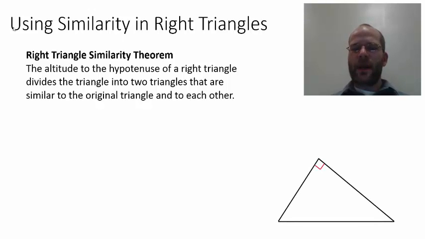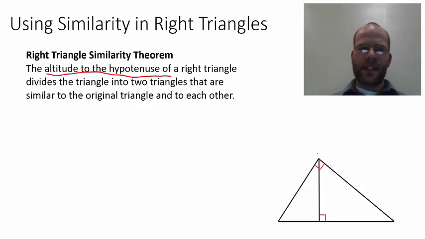Let's take a look. Here we have a right triangle, and the theorem talks about the altitude to the hypotenuse. Well, the hypotenuse is down here. We know that because it's opposite the right angle. So the altitude to the hypotenuse would be right there. That's the altitude to the hypotenuse.